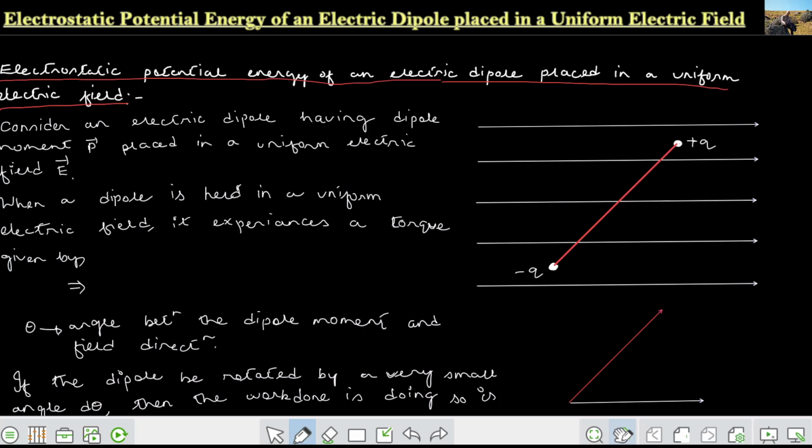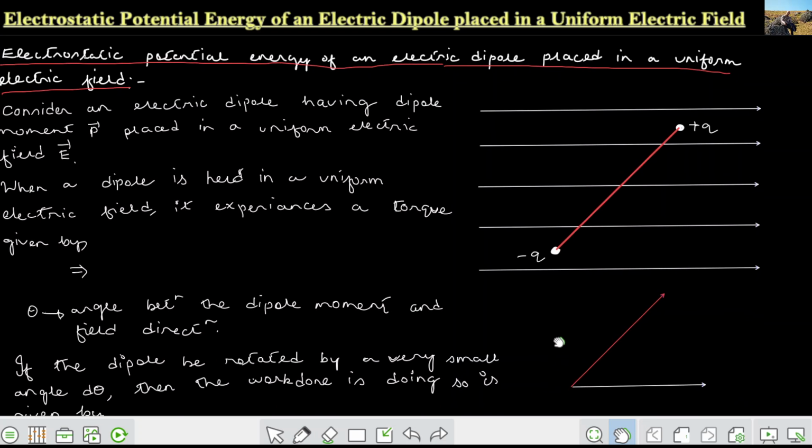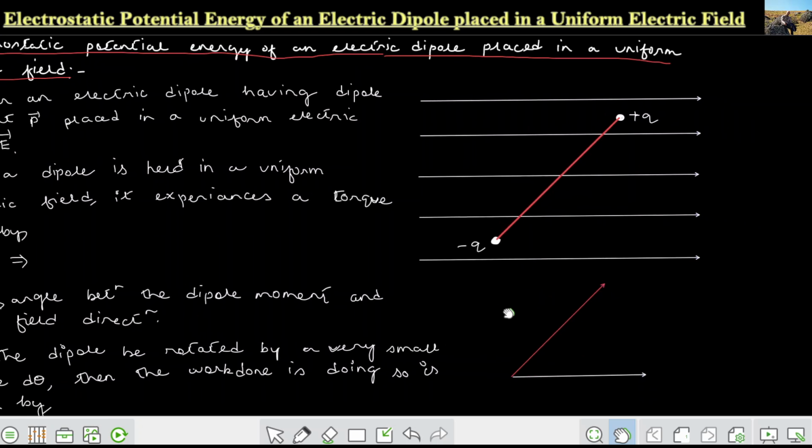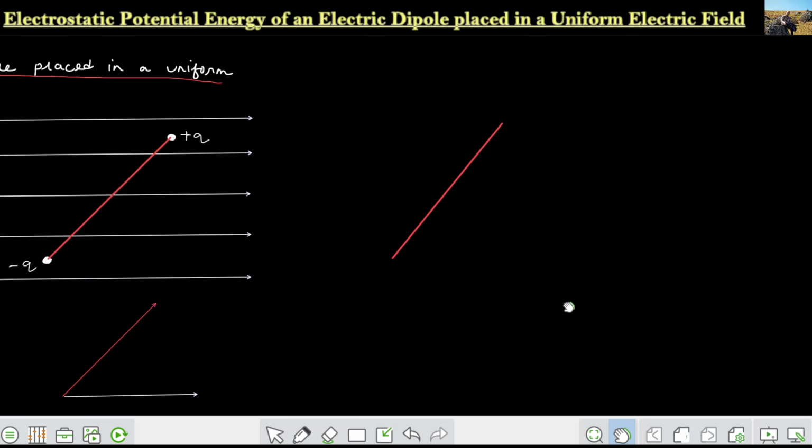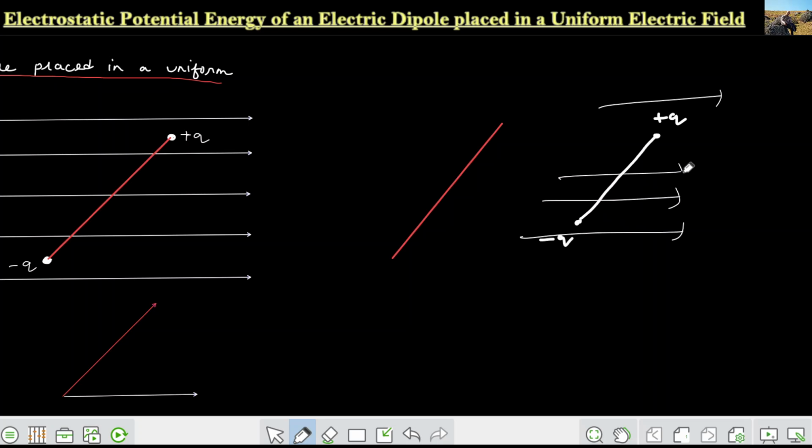We have dealt with this particular derivation: when you place an electric dipole in a uniform electric field, this electric dipole will experience a torque. For instance, if I have an electric dipole in this form, one charge is minus q and the other charge is plus q, and when you place this in a uniform electric field, these are the field lines, the direction of the field lines. It will experience a torque. So we have learned that the torque experienced by this dipole is given by certain equations.